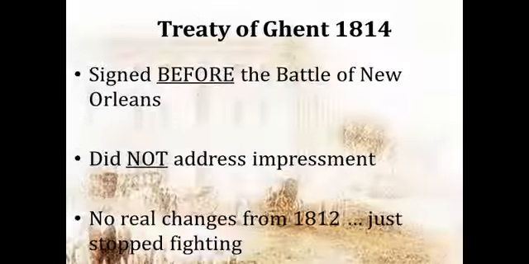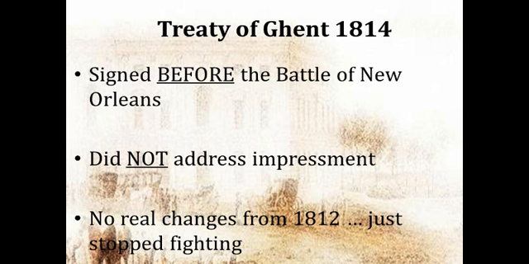So, the Treaty of Ghent in 1814 officially ends the war. The interesting thing is it's signed before the Battle of New Orleans, which is considered the last battle of the war. It did not address impressment. And really, there were no changes from 1812. We just stopped fighting. So, again, the United States does not handle the British question. So we're going to have to deal with that again at some point down the line.